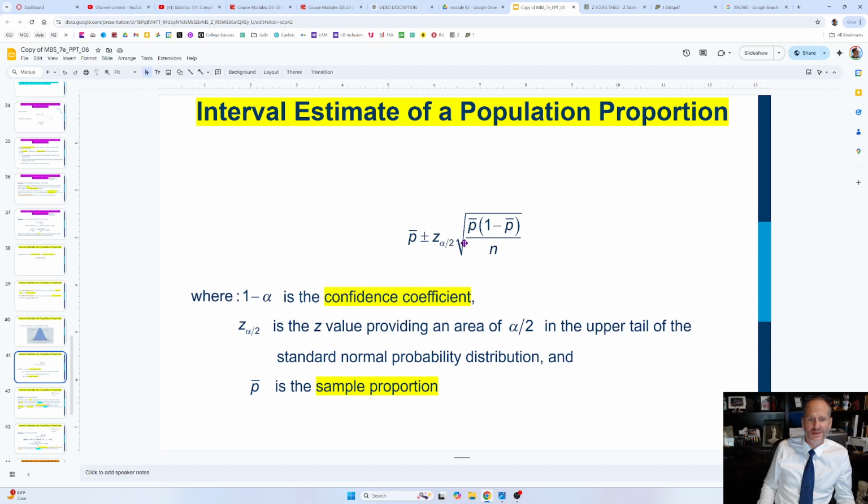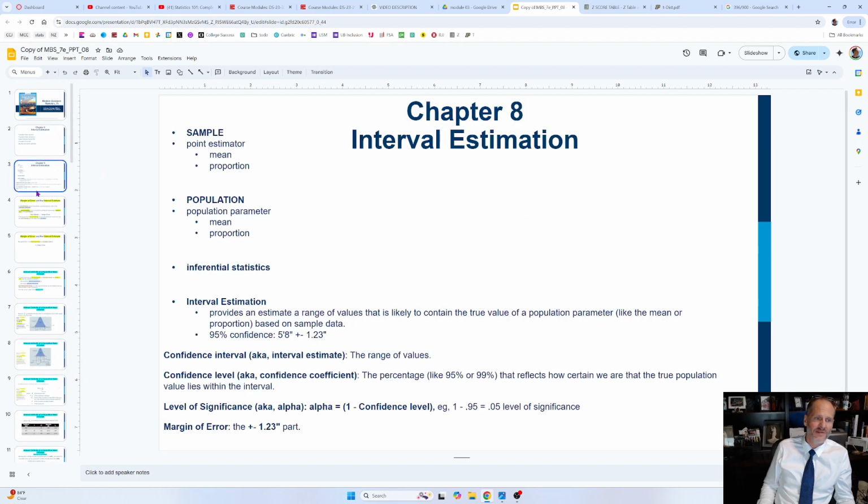I'm not sure why they included this in this picture, but 1 minus alpha is the confidence coefficient. For 95% confidence, 1 minus 0.05 will be our confidence coefficient, which is 95%, 0.95. Confidence coefficient or confidence level.